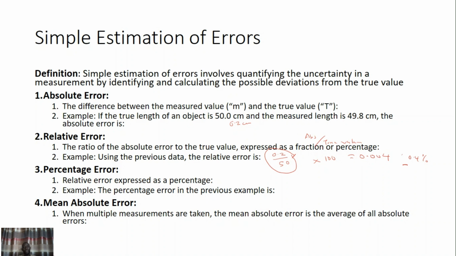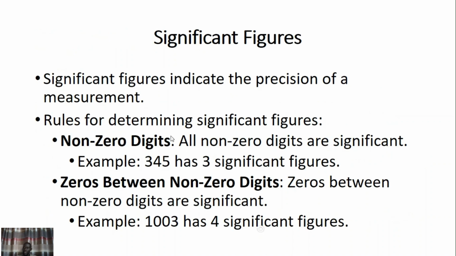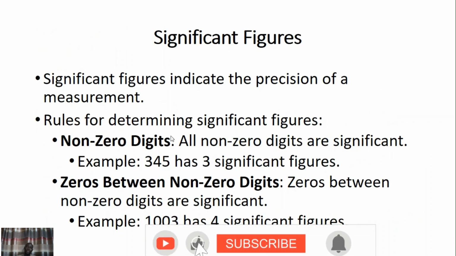Percentage error is relative error expressed in percentage. The mean absolute error is calculated when you subtract the measured value from the actual value. When you measure several times and you do this calculation repeatedly for the different values that you got, you then add all of them together and divide. You get the mean absolute error. The next thing we talk about is significant figures, which indicate the position of a measurement.